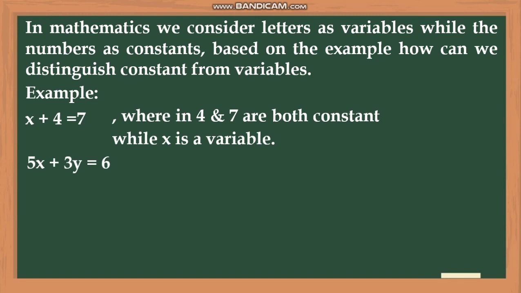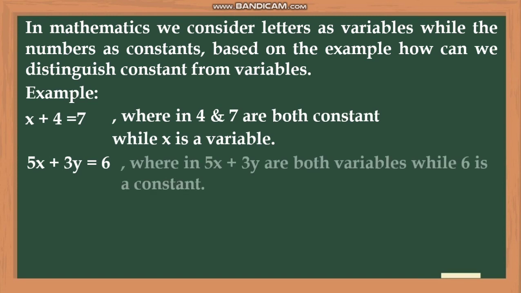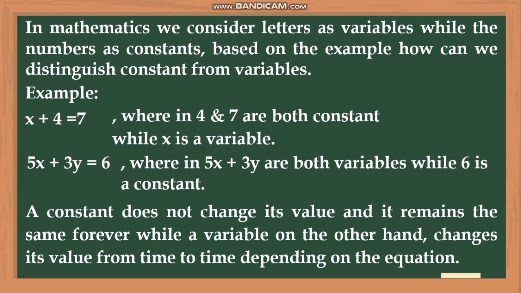Next example, can you identify it, class? So the answer is 5x plus 3y are both variable, while 6 is a constant. Interesting. Class, a constant does not change its value and it remains same forever, while a variable on the other hand changes its value from time to time, depending on a certain equation.